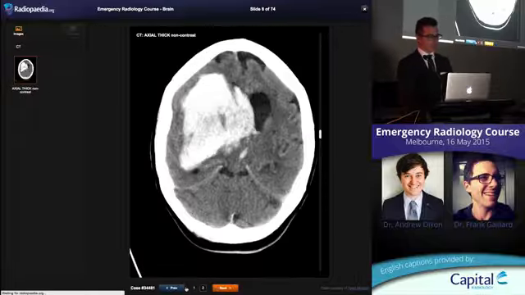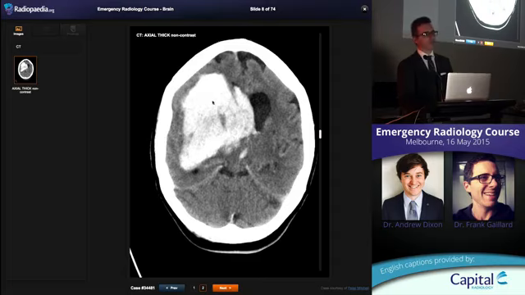And this is what it looked like the next day. You can see that the hematoma has increased. You'll also see that it's very hyperdense because of the contrast that's now mixed into the blood.